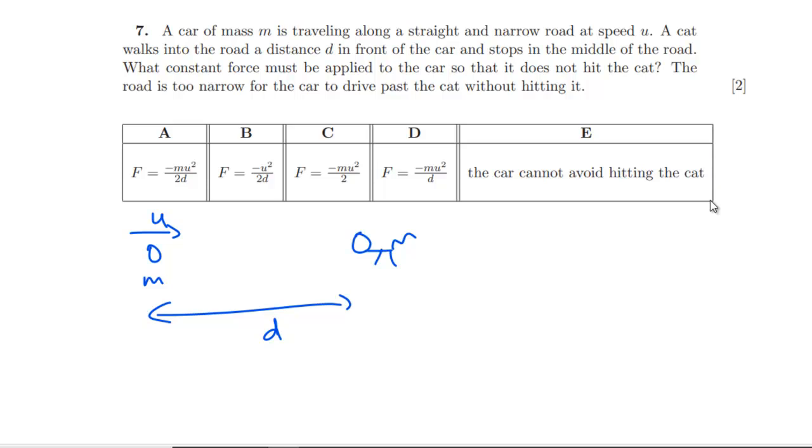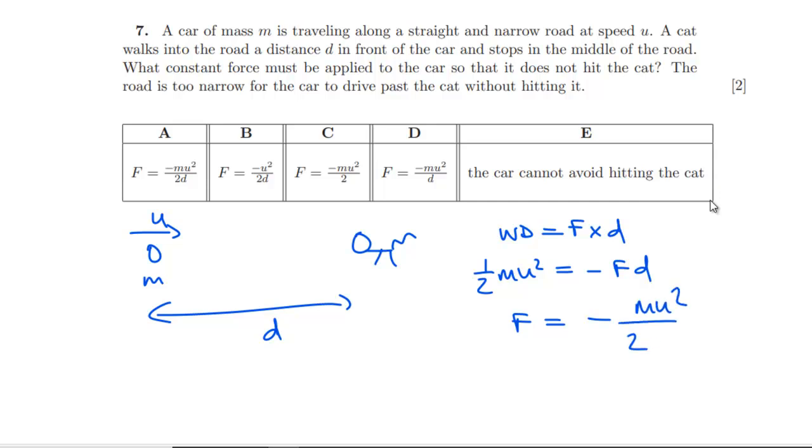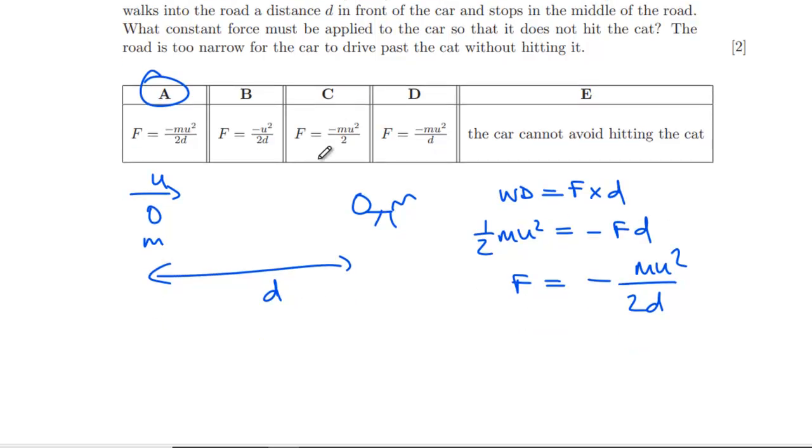Yeah, fair enough. So the work done is the force times the distance. We want a negative force because the work done is a half mu squared. So we need to divide by d. That's going to be minus fd. So F is going to be minus mu squared over 2d. Do we have that somewhere? Oh, it's the first one. Yep, that's good. This is all ticking along fine.